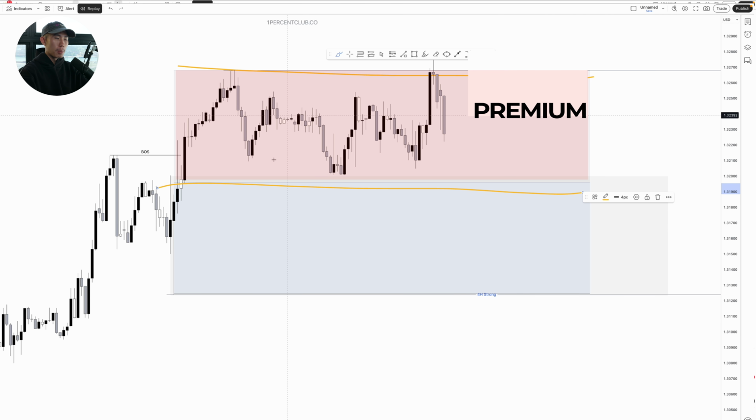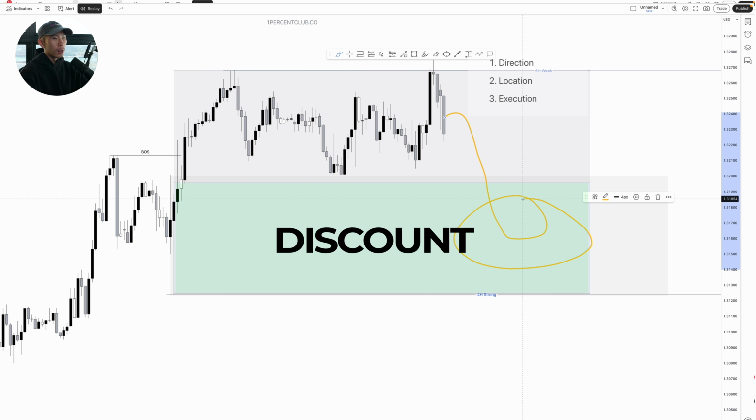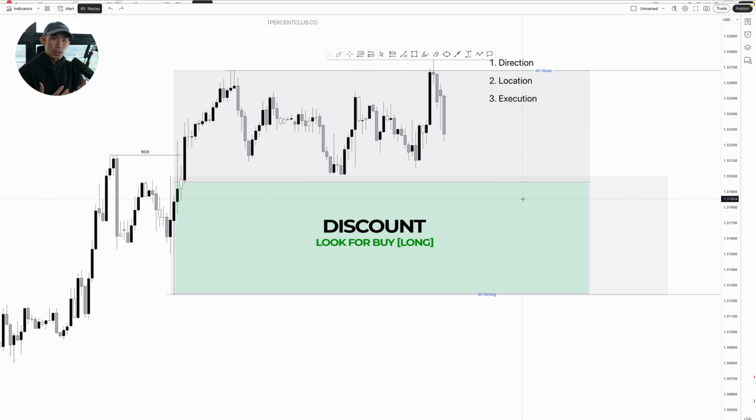So when price is in the premium level itself, you want to be looking for sells because price is considered as expensive or overbought. And then once price gets below the equilibrium level, which is the 50% level, and it comes down to the discount area, this is where you want to start looking for longs, because this is where price is considered as cheap, considered as oversold.